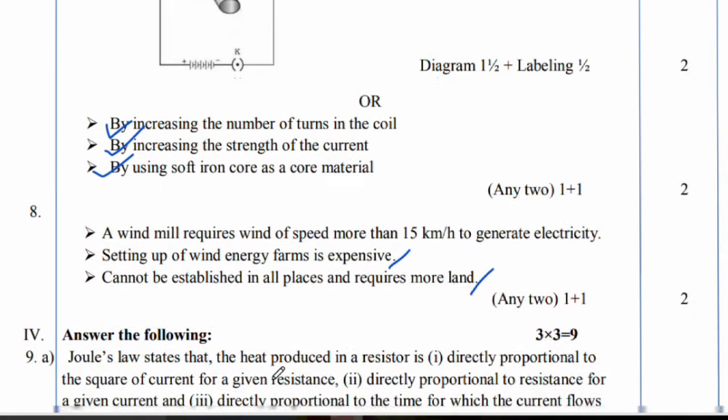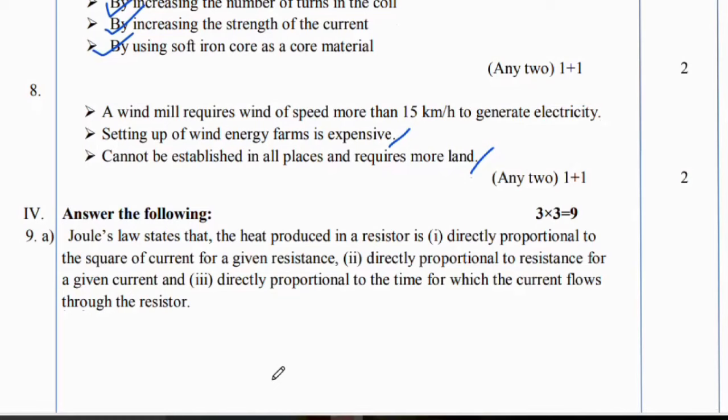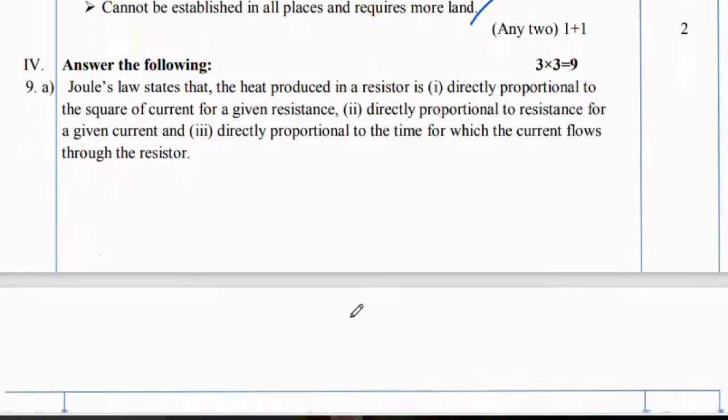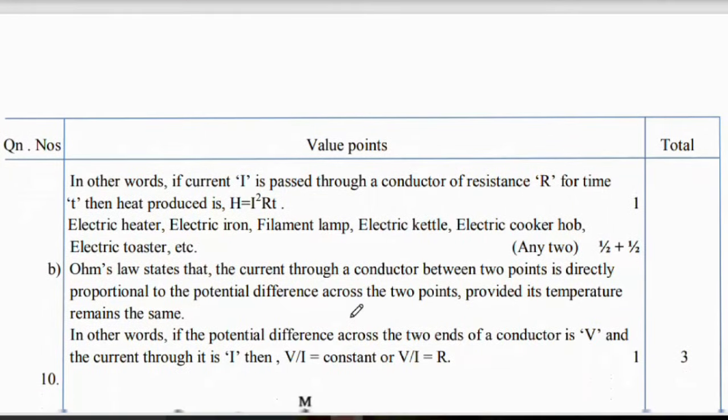First, Joule's law of heating, that is H is directly proportional to I square R T. So therefore Joule's law of heating states that the heat produced in a resistor is directly proportional to the square of the current for a given resistor, and directly proportional to resistance for the given current, and directly proportional to the time for which the current flows through the resistor. So this is the Joule's law of heating. So there we know that H is equal to I square R T.